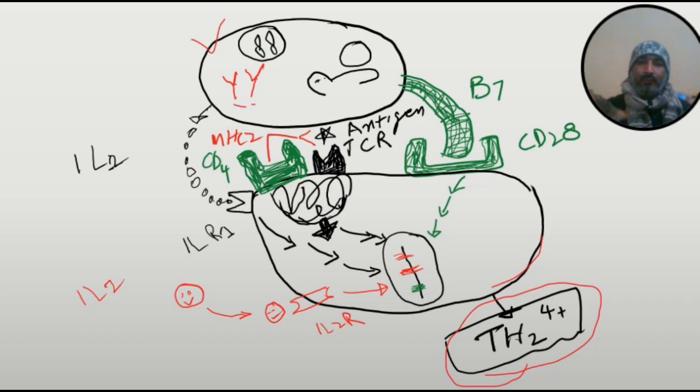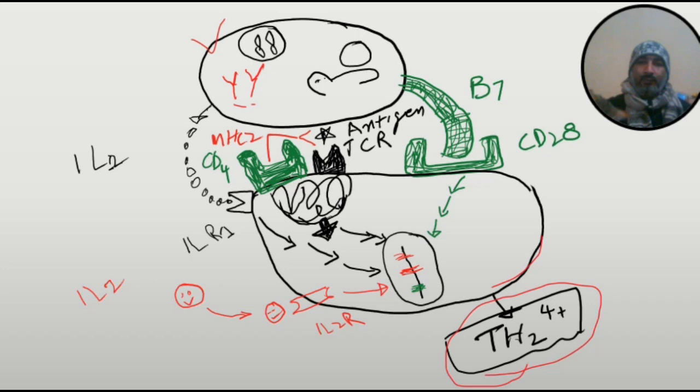They interact with CD4 and TCR. This is called primary interaction. This is step number 2. Here I write step number 2 here. And after that, co-stimulation will occur.